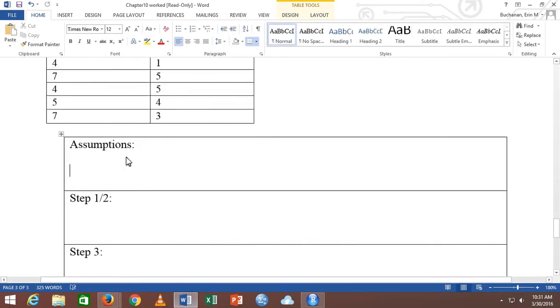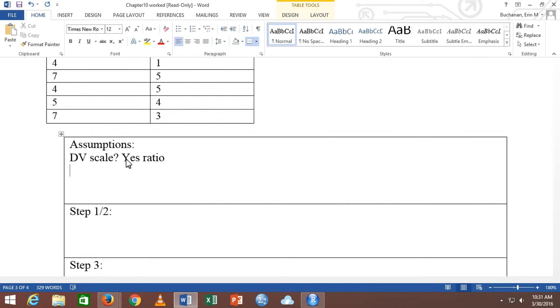So let's start with our assumptions. The first one is the DV scale. Yes, it's a ratio scale. It could be no trash bags. It would be a perfect world, but there could be no trash bags. So it's a ratio scale.